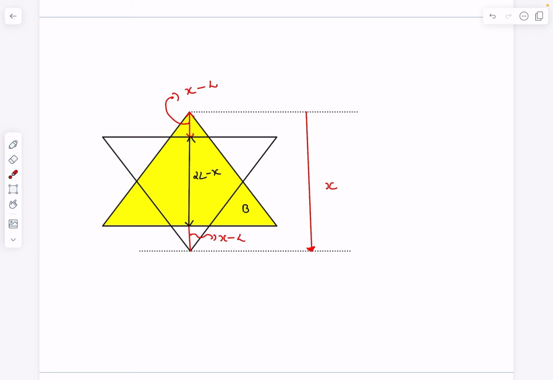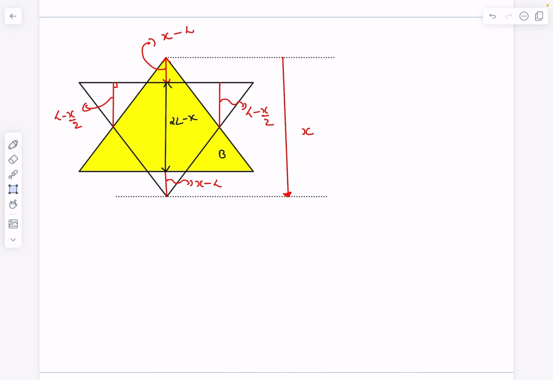Now easily we can see that this is a very symmetrical structure, right? So these two lengths will actually be equal, which means the length of this triangle is going to be half of 2L minus x, which is L minus x by 2. So the height of all these four triangles are the same and it is equal to (L minus x) by 2. Now we can easily find out the area of all the triangles.